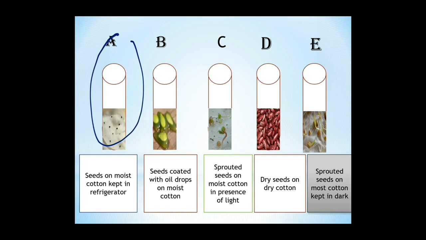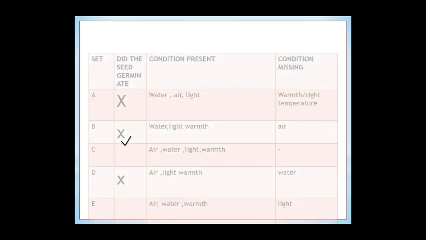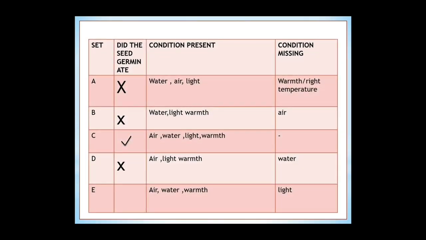So now let's see the table. If you look at the table carefully, set A, B, C, D, E, 5 tubes were there, 5 sets were there. In these 5 sets, did the seed germinate? In set A, did not germinate, set B, set D.